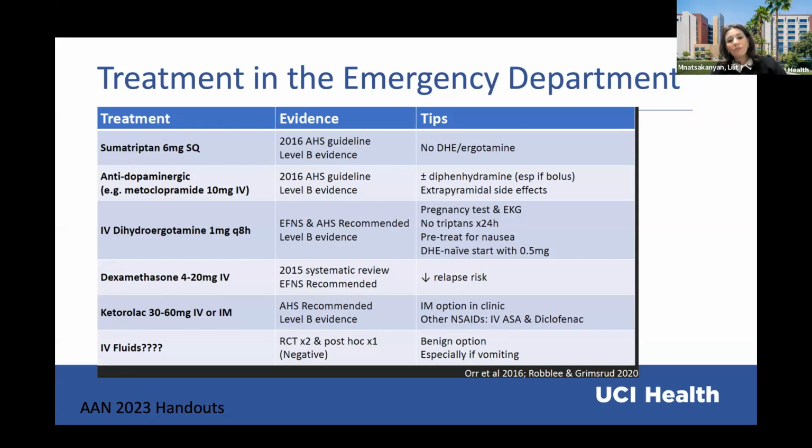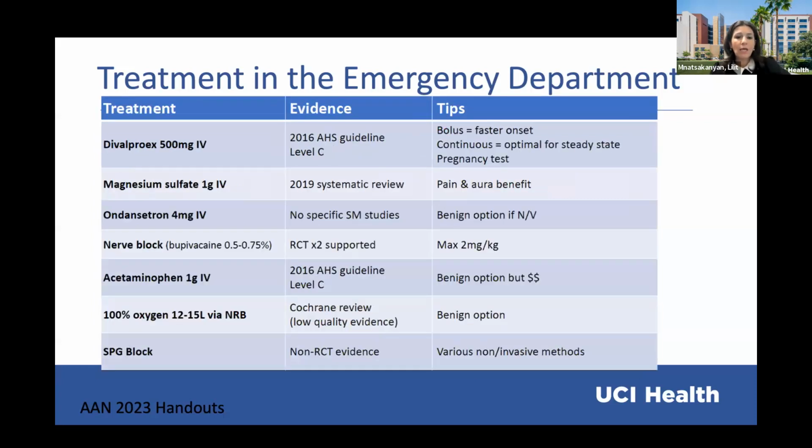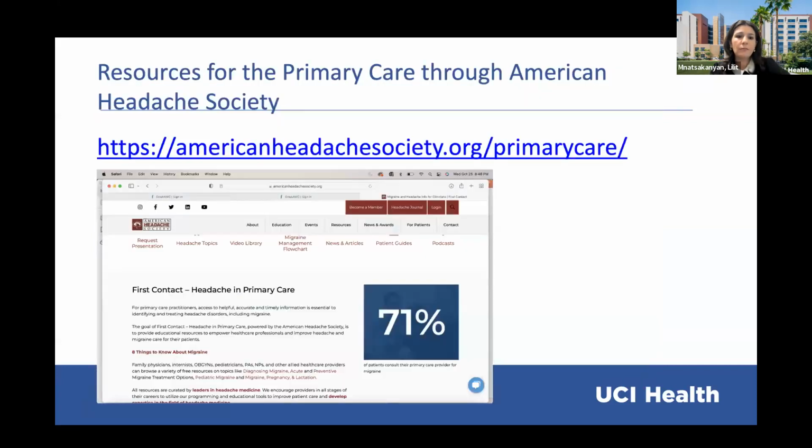Ketorolac. We always recommend IV fluids, even though the randomized controlled trials haven't really shown a specific effectiveness, but overall, just to prevent dehydration, especially with vomiting, it's an option to use. And then there are IV formulations for valproic acid, the Depacon that we use a lot, and magnesium sulfate. Acutely, nerve blocks could be an option, and IV acetaminophen could be an option.